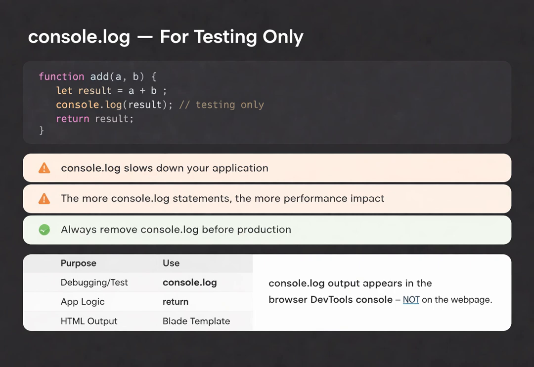Also, every console.log statement has a small performance cost. It might seem negligible, but if you have many of them scattered throughout your code, they add up and can slow down your application. That's why the best practice is to use console.log during development and testing, and then remove them before you deploy to production. And just to be clear about the bigger picture, when we eventually move to Laravel and Blade templates, displaying data on an actual web page is handled completely differently. Console.log is purely a JavaScript debugging tool.